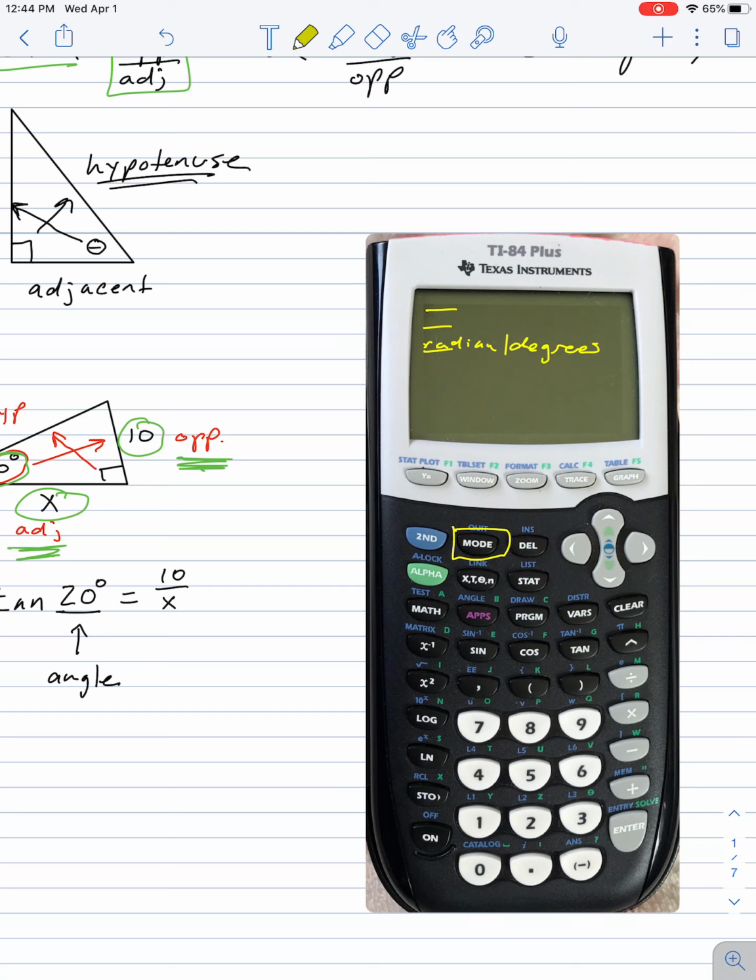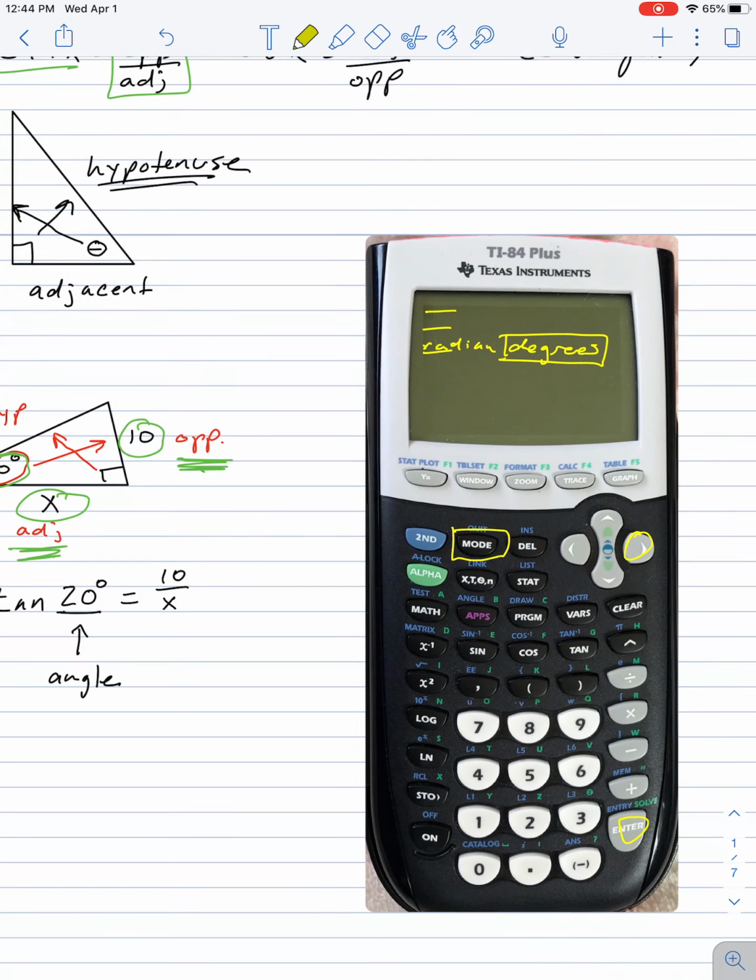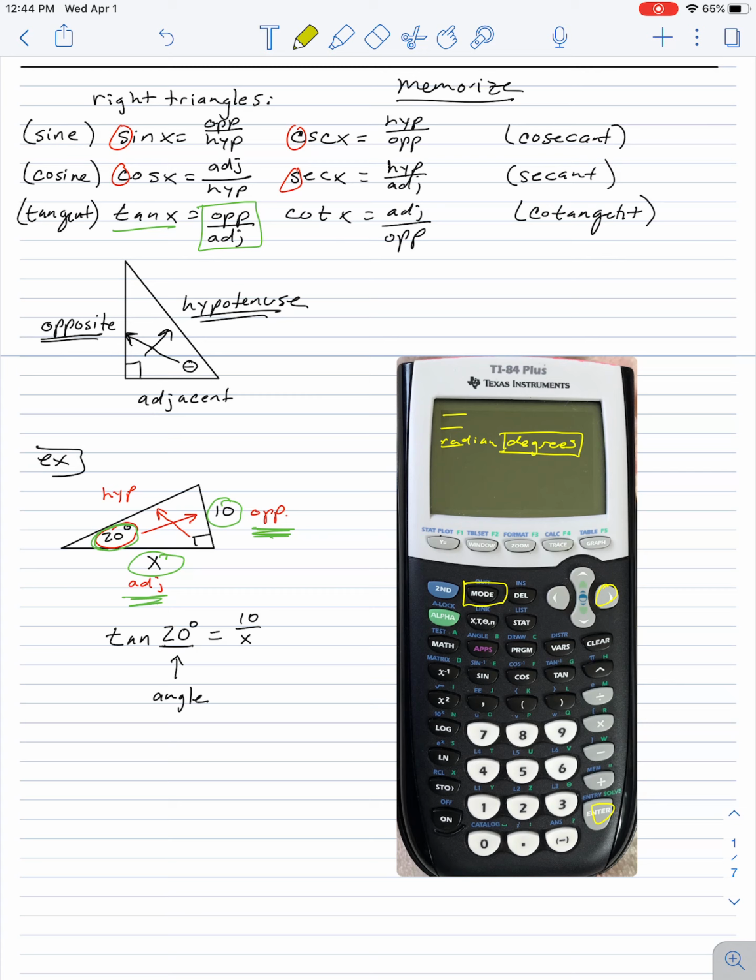You want to make sure that this is highlighted. You want to go over to it using your arrow buttons, and you want to hit enter on it and make sure you're in degrees. And that way when you hit tangent of 20, it knows that you are looking at degrees. Radians we'll talk about a little bit later in a different section.